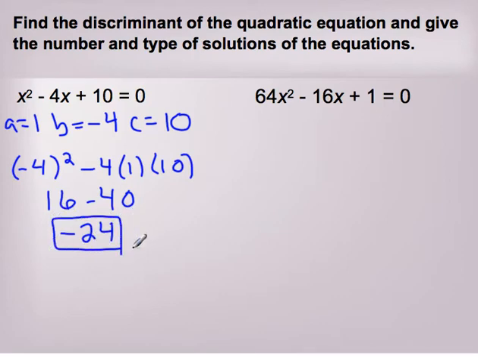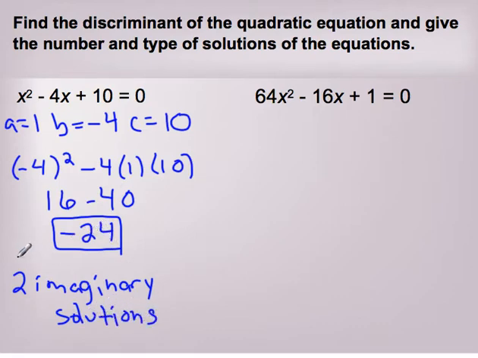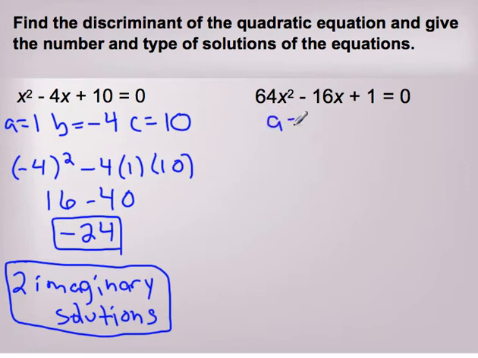That is the discriminant. Now, because it's negative, that tells me if I were to work this out, I would have two imaginary solutions. Okay? So there's my two answers. -24 is the discriminant. Two imaginary solutions is the number and type of solutions we would have. Next problem, a is 64. B is -16, C is 1, okay?